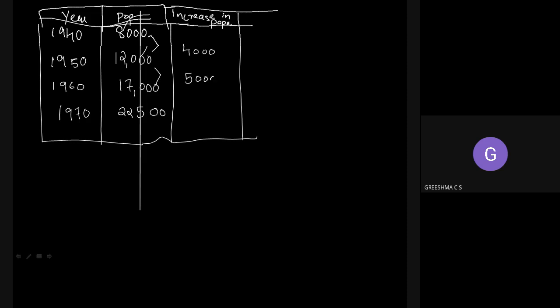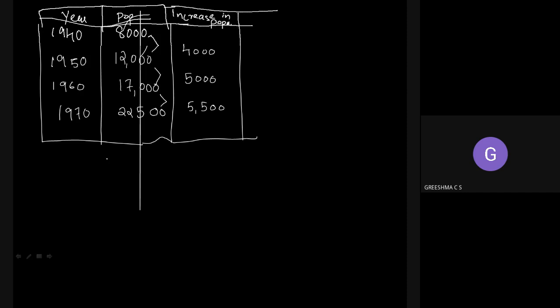Similarly, with respect to 1960, the population increase in 1970 is 5,500. You are calculating the increase in the population. So these are the increases in the population.